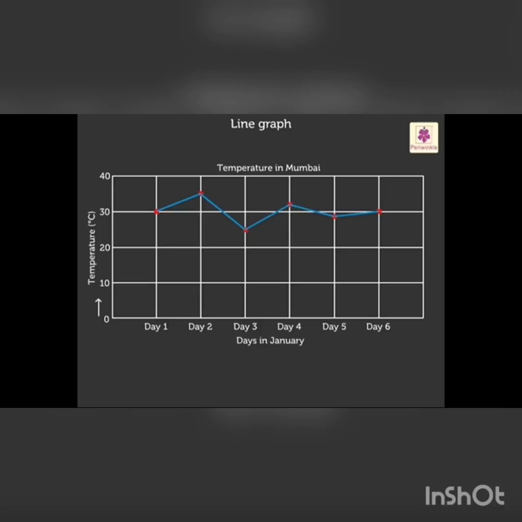And this one is temperature. What about this one? The temperature in Mumbai. The days are given in the month of January, meaning day 1, day 2, day 3, day 4, day 5, day 6. What is the temperature in Mumbai in the month of January on different days? That is given. Like on day 1 it was 30, day 2 it was 35, and you can see in the line graph different temperatures are given.